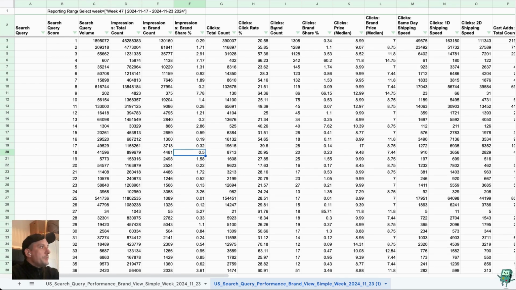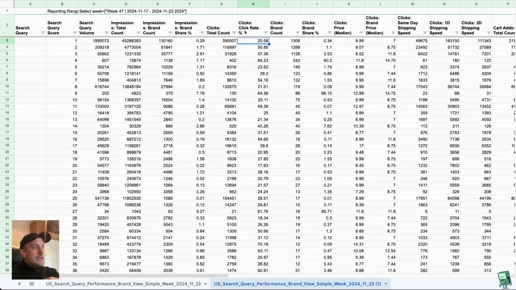All right, then we have basically the same with clicks. So we have clicks total count, we have click brand count, we have click brand share. That's the same as I explained, but instead of impressions, it's clicks. There's one additional metric, click rate. This is not the click-through rate as you know it from advertising. This is total clicks divided by search volume. So instead of using impressions, it's using the search volume. So it's total clicks divided by total search volume. That is the click rate.